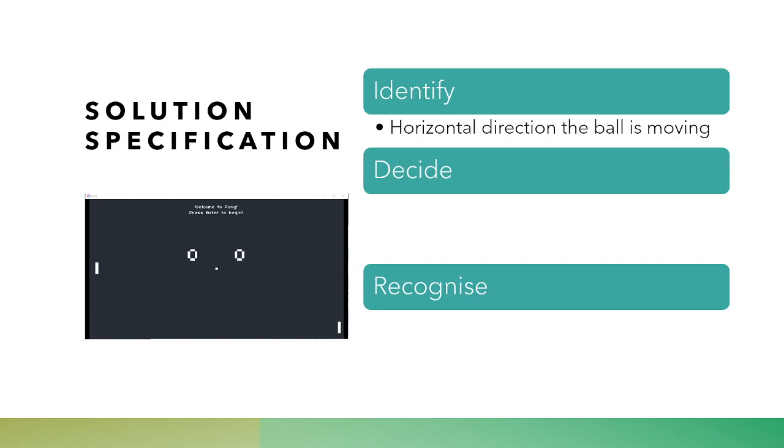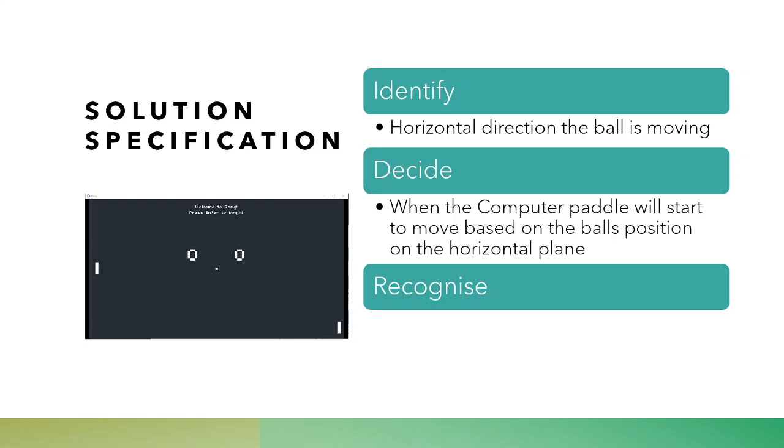Now, in Pong, for this one, player 2 is going to be the right hand paddle. So is the ball moving in a right direction? Is it moving towards it? That is the signal that I need to start thinking about possibly moving my paddle now. Decide when the computer paddle will actually start to move based on the ball's position on the horizontal plane.